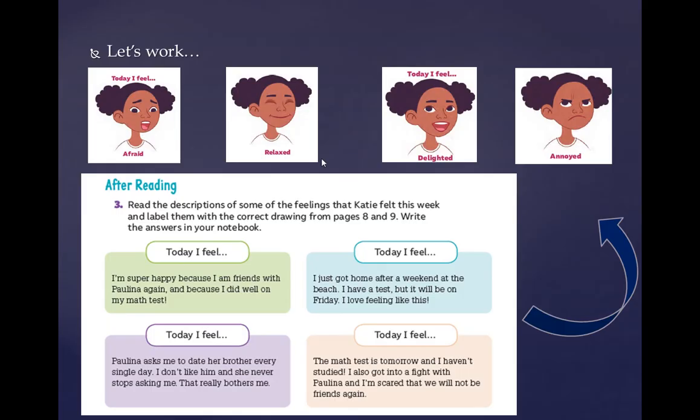Let's work. After reading, you are going to do this activity, and it says, read the descriptions of some of the feelings that Katie felt this week and label them with the correct drawing from pages 8 and 9. These are the drawings. Write the answers in your notebook. Today I feel I'm super happy because I am friends with Paulina again, and because I did well on my math test. So you have to connect this description with a feeling here. Okay?